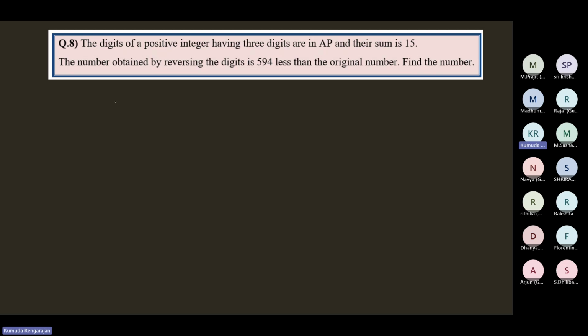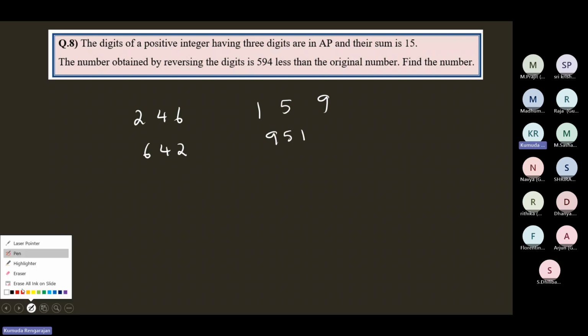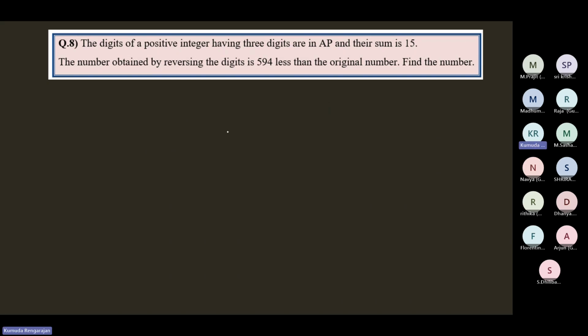Like the number can be 246. The digits are an AP, or 642. The digits are an AP, or it can be 1 plus 4 is 5, 5 plus 4, 9. So like this, or it can be 951. The digits are in AP. Okay, so it's a 3-digit number. It's a positive number. The 3 digits are in AP.